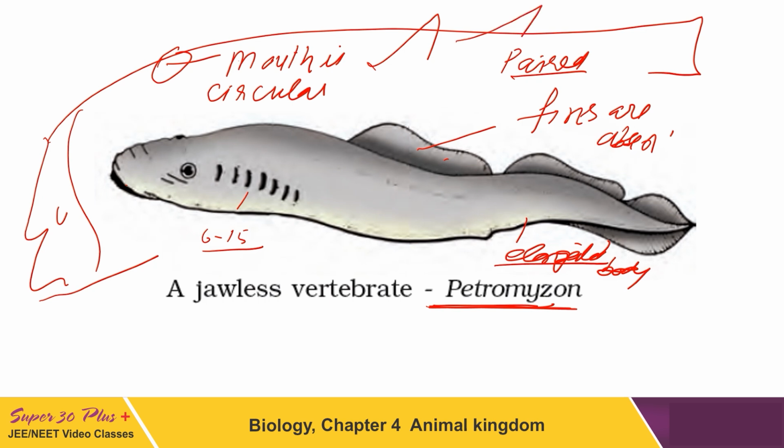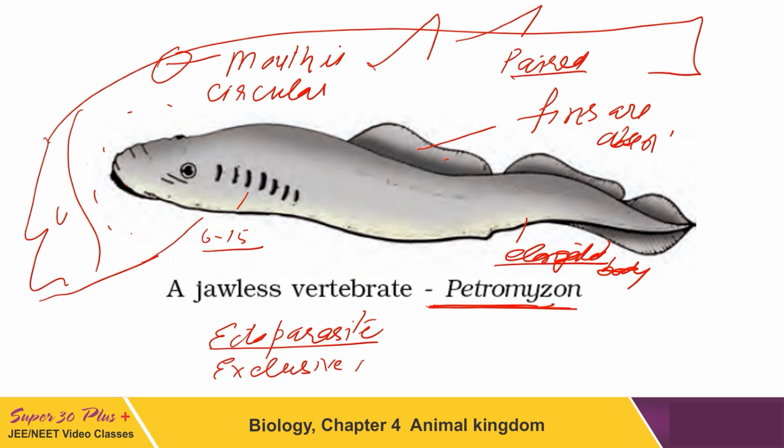So this is found attached to the body of this large fish with the help of a circular mouth. It sucks the feed from this. That's why this one is, tell me, an ectoparasite, and this is exclusively marine. Exclusively, this one is marine. What more? Can you remember?